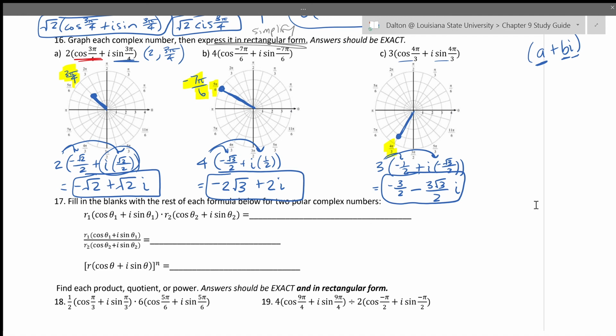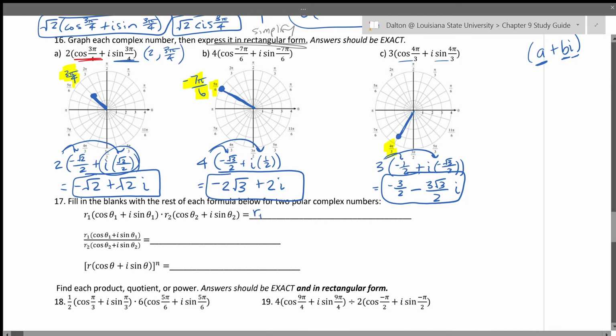So the first one deals with, what if I am multiplying 2 polar complex numbers? The rule is we take our r's out front and multiply those, r1 times r2, times, we end up adding our thetas. So it'll be the cosine of, you're going to add theta 1 plus theta 2, plus I times sine of theta 1 plus theta 2.